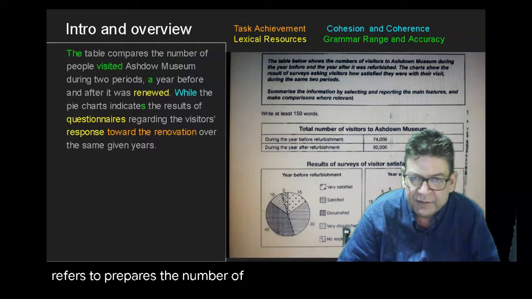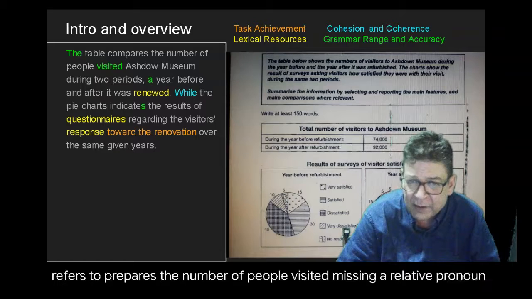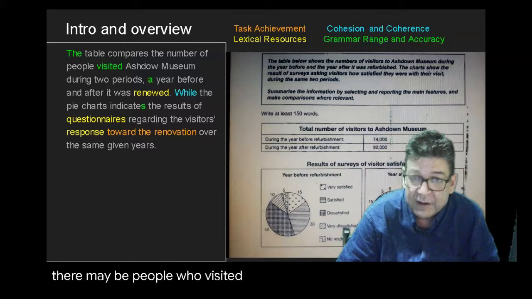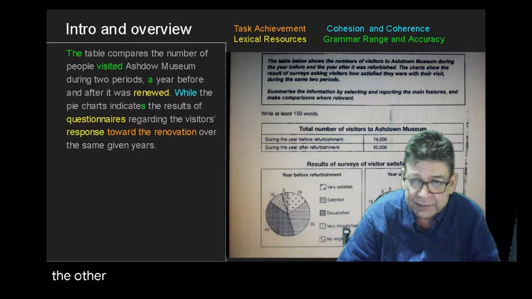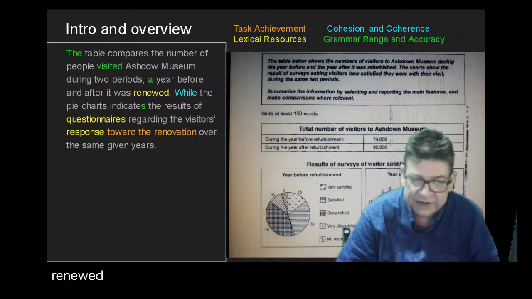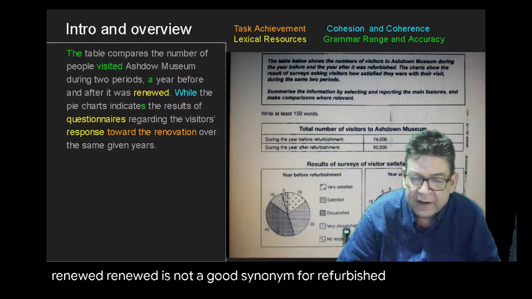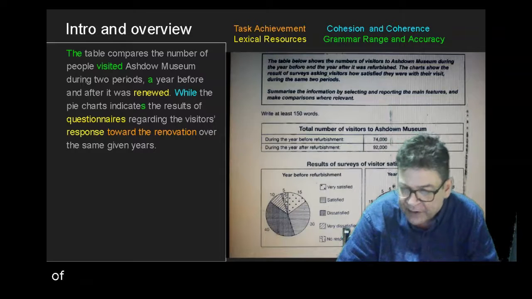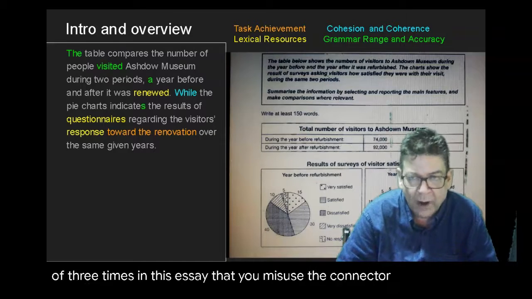Compares the number of people visited. Missing a relative pronoun there, maybe? People who visited, or people visiting, one or the other. Ashdown Museum. During 2 periods, a year before and after it was renewed. Renewed is not a good synonym for refurbished. Now, this is one of 3 times in this essay that you misuse the connector while.